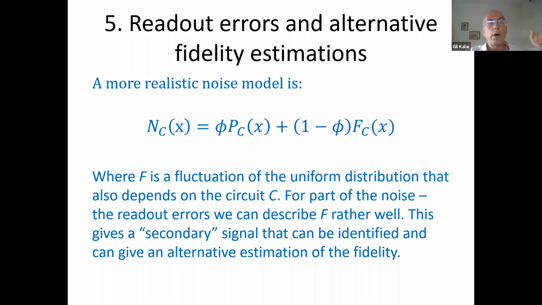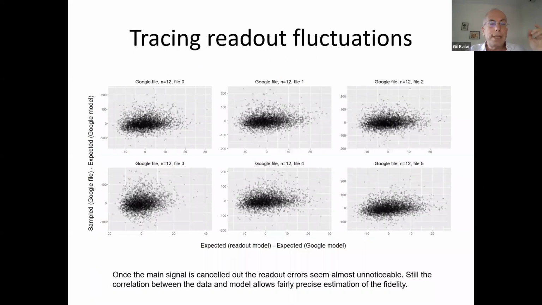One type of error, which is very simple, is that when you measure a qubit and the result should be 0, you get instead 1, or vice versa. Those are called readout errors. And one part of our study was to study what is the effect of this readout error. And it turns out that this gives you a secondary signal which allows you to give an alternative estimation of the fidelity. So this is one part of our work.